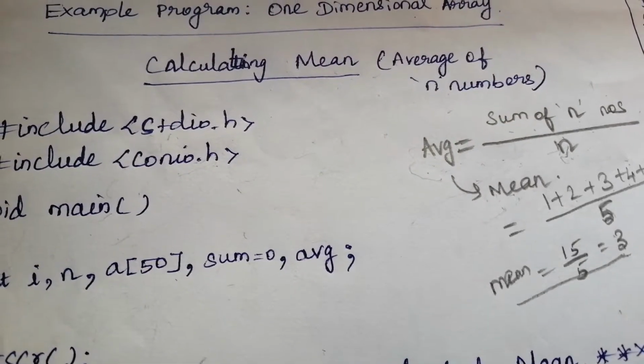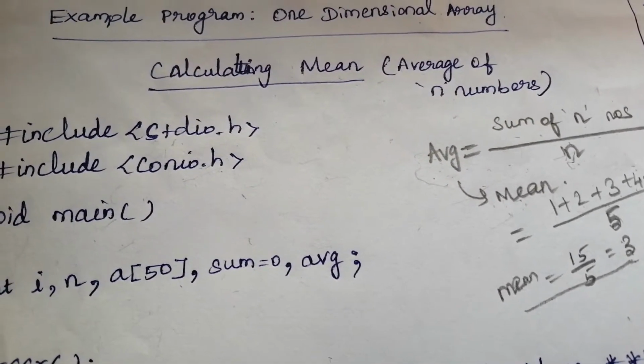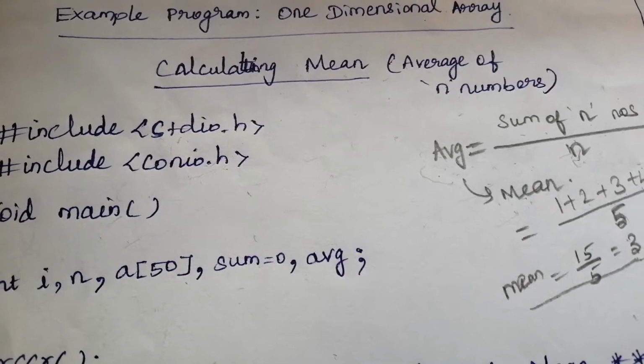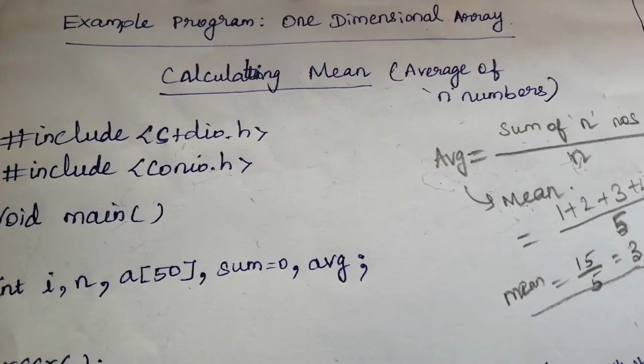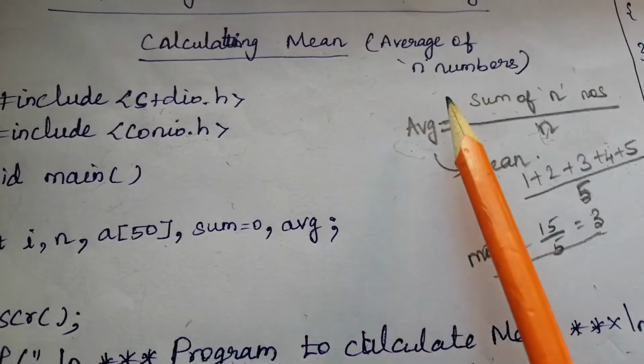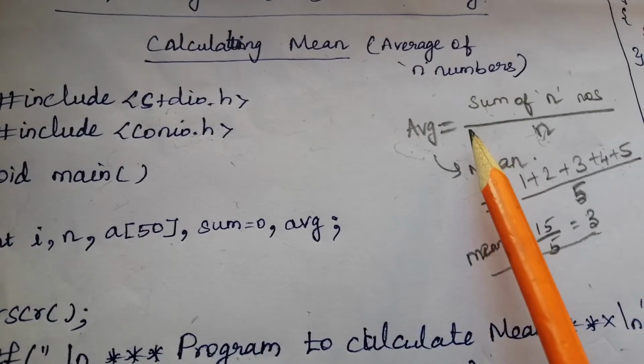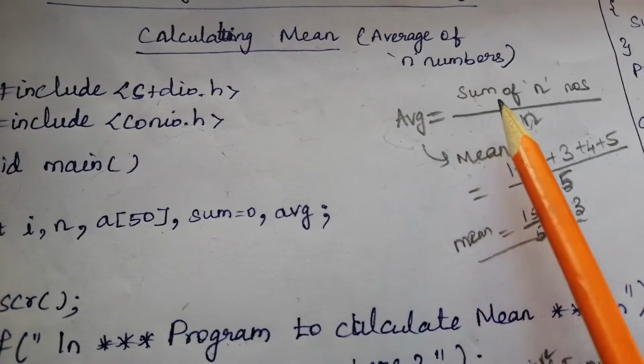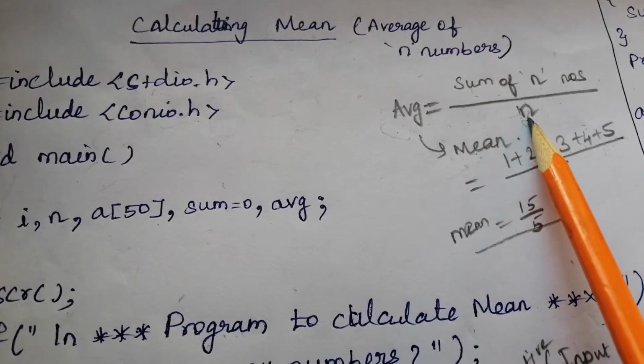Dear all, in this video lecture, I am going to discuss how to write a C program to calculate mean. This is the example program for a one-dimensional array. Calculating mean is otherwise known as the average of n numbers. As we know, the formula is AVG equals the sum of n numbers divided by n.